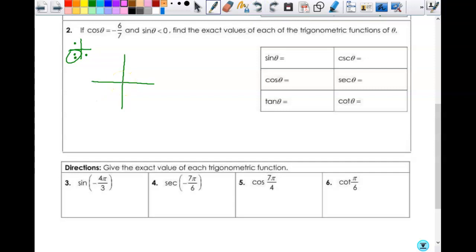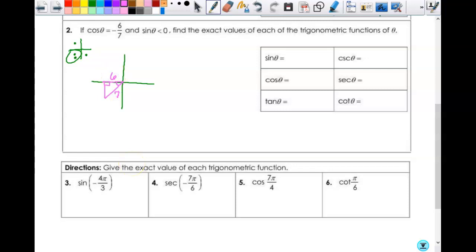So I'm in the third quadrant. I have a radius. You do not make it perpendicular to the y-axis. It is perpendicular to the x-axis. There is my triangle. This is my angle. Okay? So then I have cosine theta is negative 6 over 7. Cosine is adjacent over hypotenuse, or x over r. So that makes this 6 and this 7.